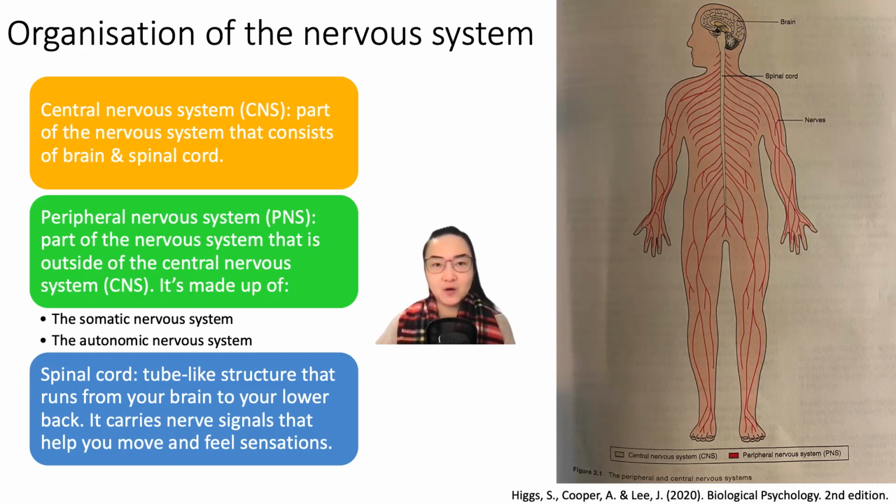Peripheral nervous system, or PNS, is part of the nervous system that is outside of the central nervous system, CNS. It's made up of the somatic nervous system and the autonomic nervous system. On the picture, you also see spinal cord. What is spinal cord? Spinal cord is a tube-like structure that runs from your brain to your lower back. It carries nerve signals that help you move and feel sensations.